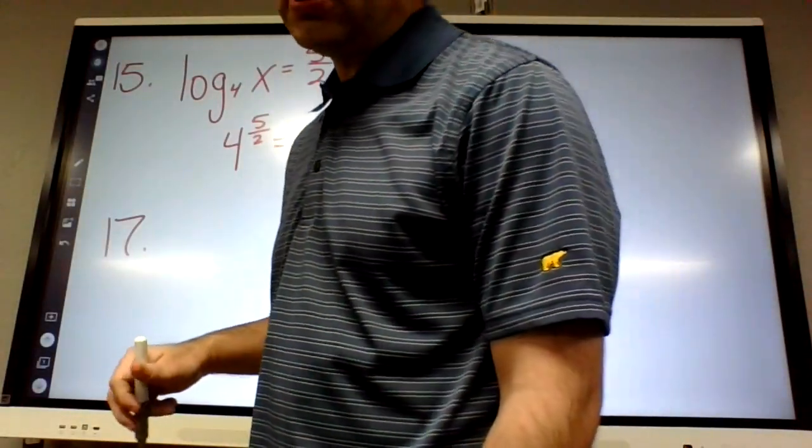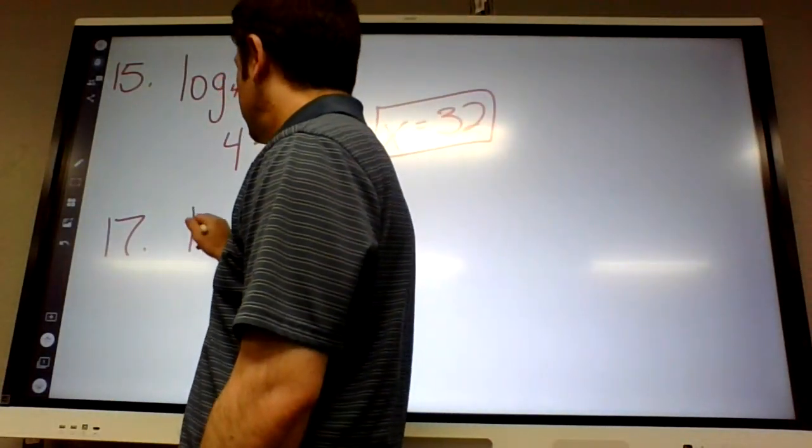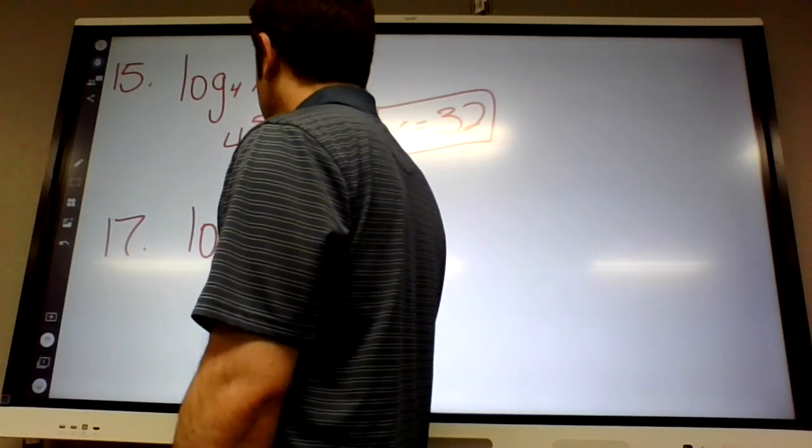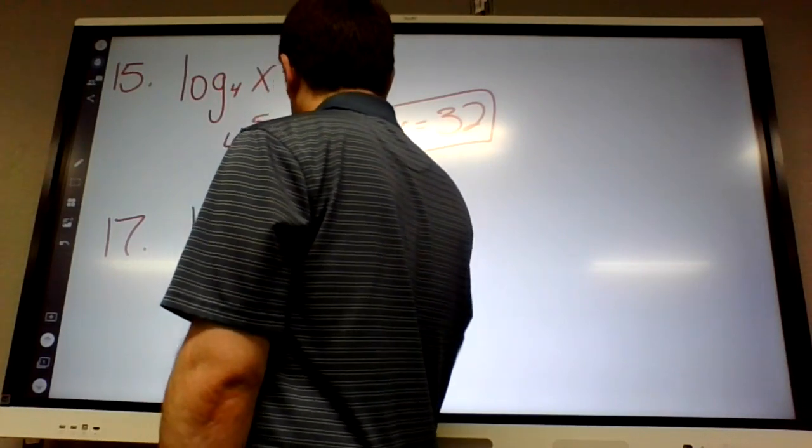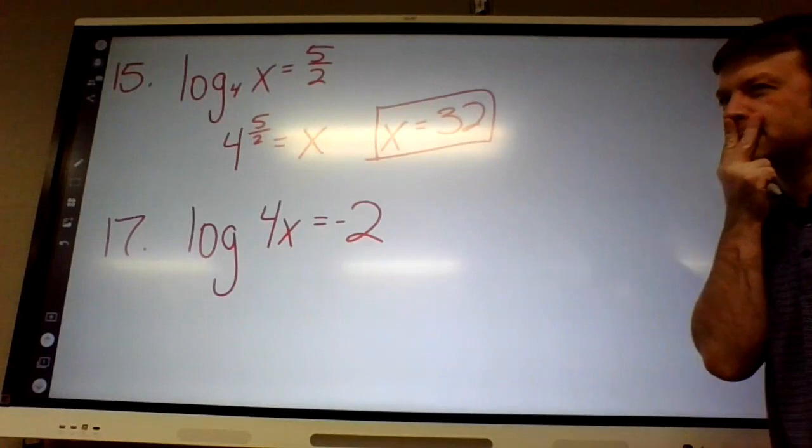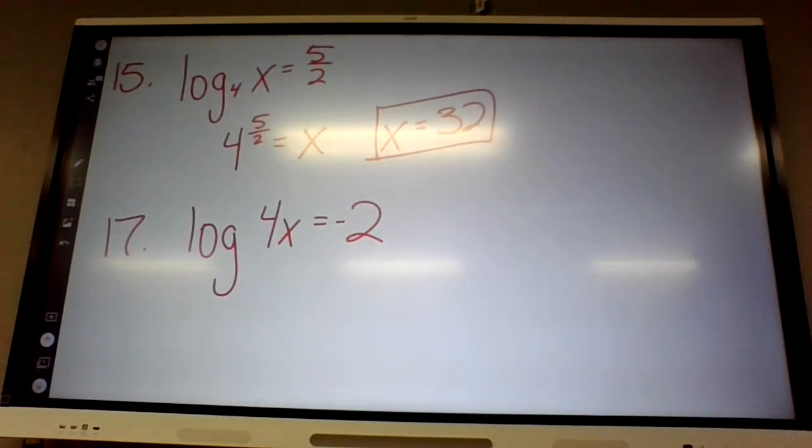Number 7, log 4x equals -2. Katie, why didn't you just sit in Lydia's chair? That's a different table.